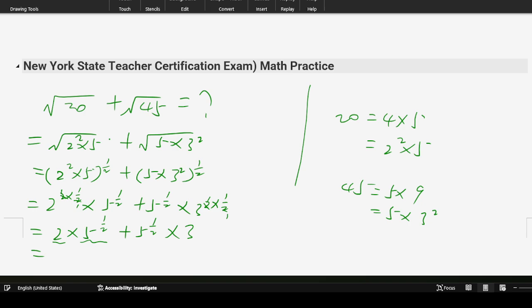Then we put them together. 2 plus 3 is 5. 5 times 5 to the 1 over 2. So this is the final solution.